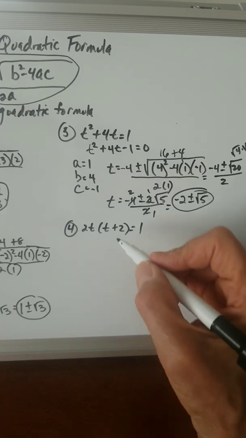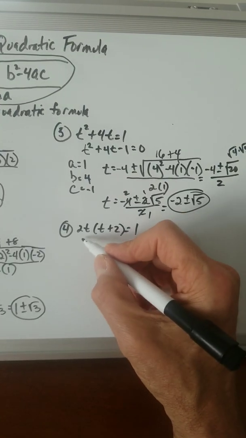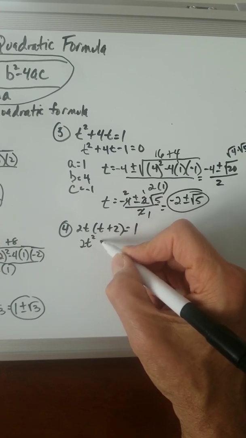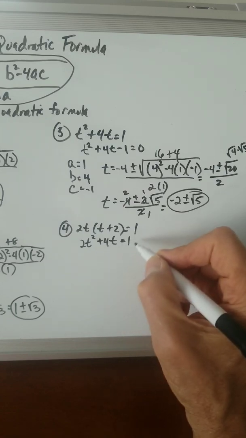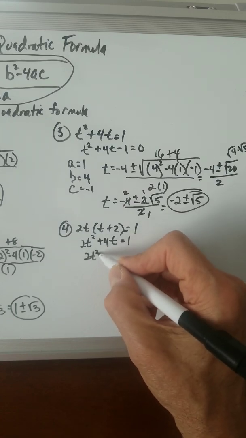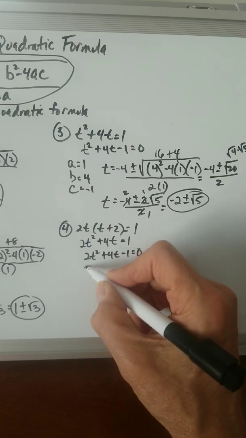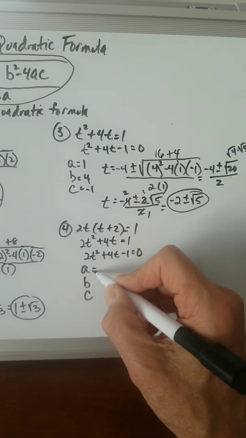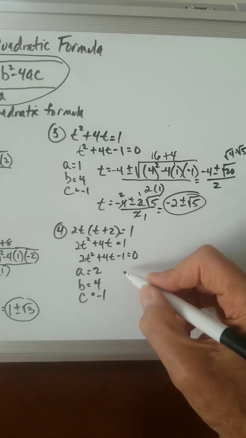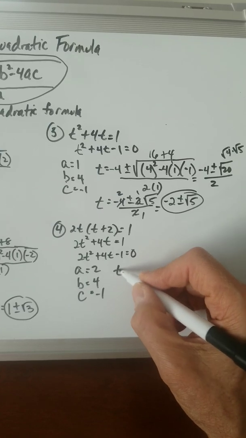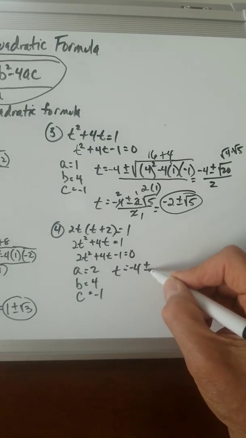Okay, number 4. Well, when you're doing this, no parentheses, so distribute. 2t squared plus 4t is equal to 1. Then bring the 1 over. 2t squared plus 4t minus 1 is equal to 0. A, B, C: 2, 4, negative 1.